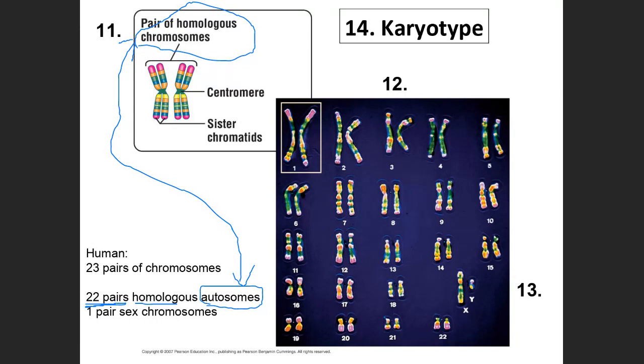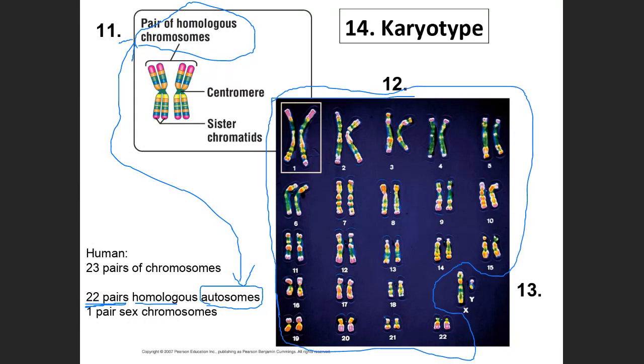So let me try this again. I'm going to put a line around these, but notice I'm not including the ones labeled X and Y. So when you look at a karyotype, which is a chromosome map, you should be able to identify not only that at least 22 pairs are homologous just based on size alone and where the centromere is located, but you should also know those homologous chromosomes are called autosomes.